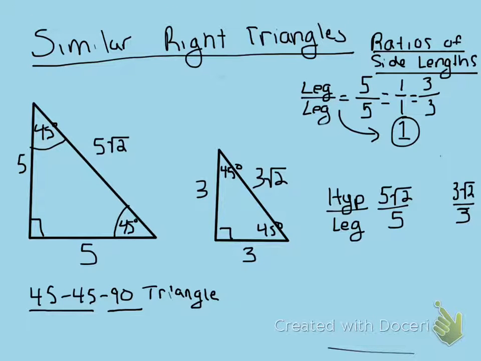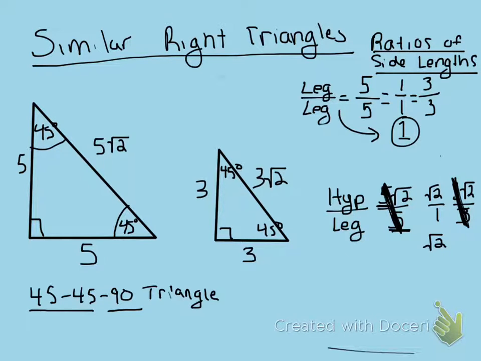If we've got a 5 on top and a 5 on bottom, and neither one of them's under the square root, 5 divided by 5 is 1. So these two cancel out. And check out your other one, 3 square root 2 over 3. These cancel out as well. So the ratio of the hypotenuse over the leg is the square root of 2 over 1, which means that the ratio is square root 2.